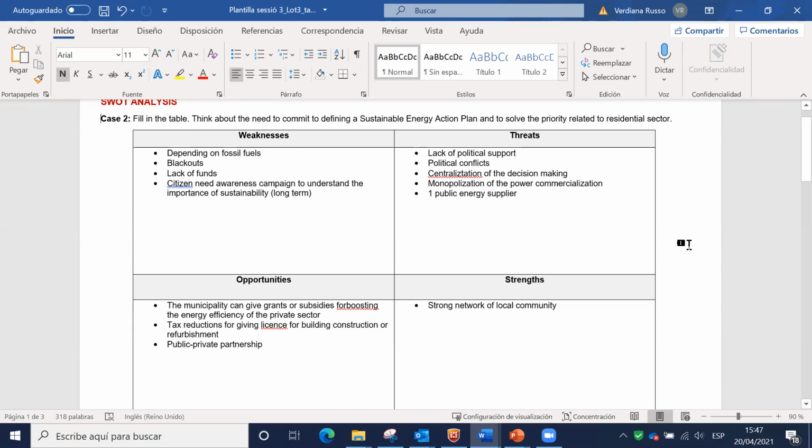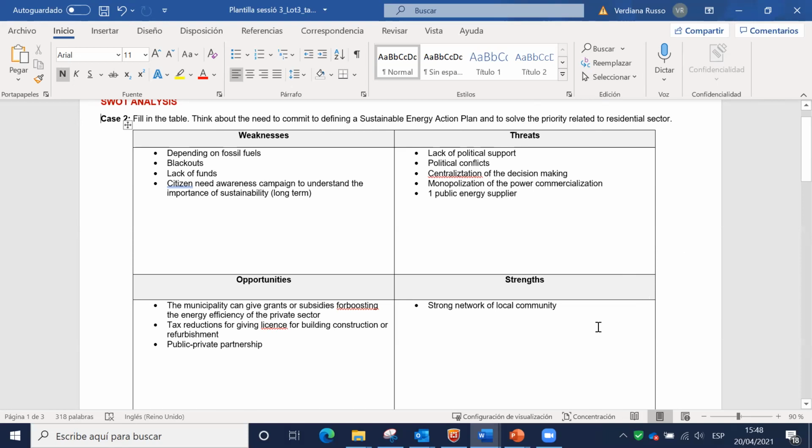For the opportunities, grants can be given by municipalities for boosting clean energy, and tax reductions can be made on licenses for building construction or refurbishment, and public and private partnerships for developing a sustainable energy action plan.